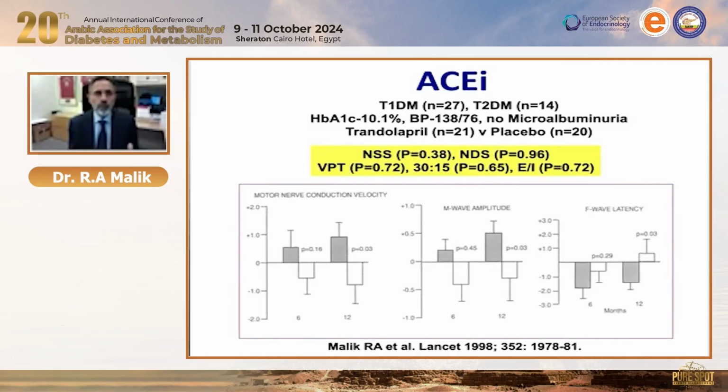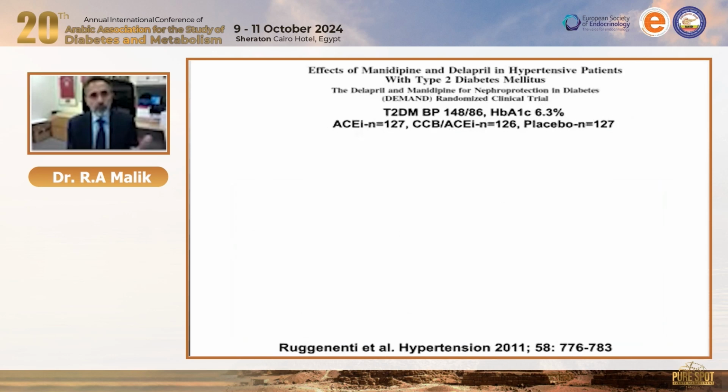However, when we looked at nerve conductions, there was an improvement in motor nerve conduction, M wave amplitude, and F wave latency, suggesting that ACE inhibitor treatment may improve diabetic neuropathy. Subsequently, from Italy, there was the DEMAND study, which took type 2 diabetic patients with admittedly elevated blood pressure, and however, a very good HbA1c of 6.3%. So this is really looking at the impact of lowering blood pressure.